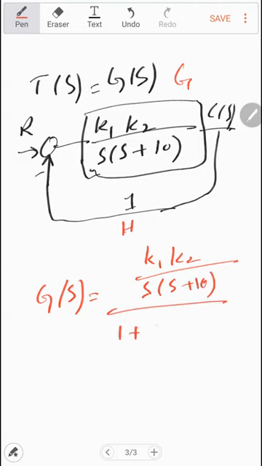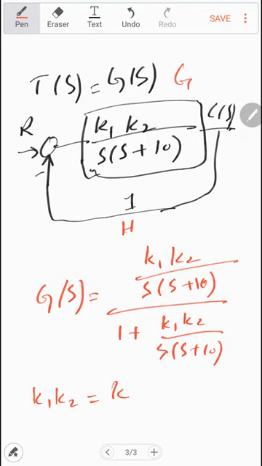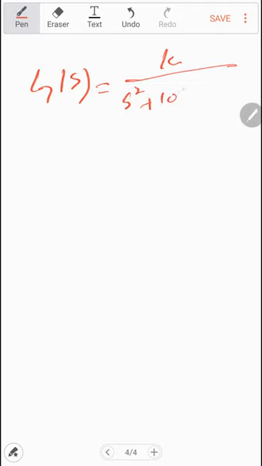So 1 plus K1, K2 divided by S, divided by S plus 10. Let's say that K1 multiplied by K2 is equal to K, and simplify this one. If you simplify, then we will get G of S equal to K divided by S square plus 10S plus K. So this K is called the system gain.